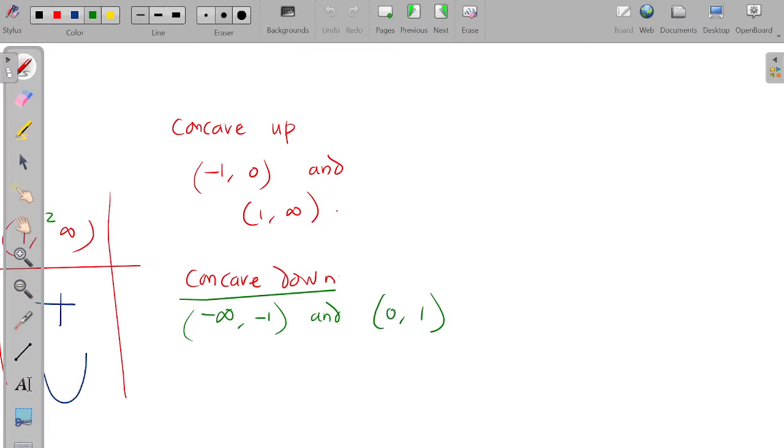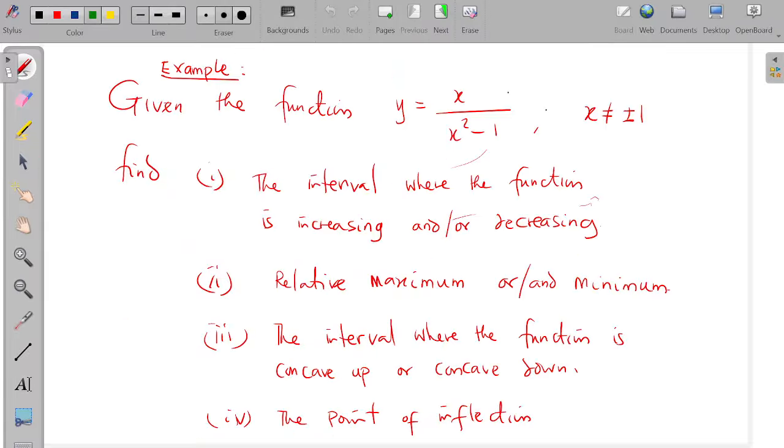So the point of inflection is at x equals to 0. Okay, that's the point of inflection. Okay, please ensure you understand. Let's see if we have answered. Okay, yeah, we have answered all the questions.